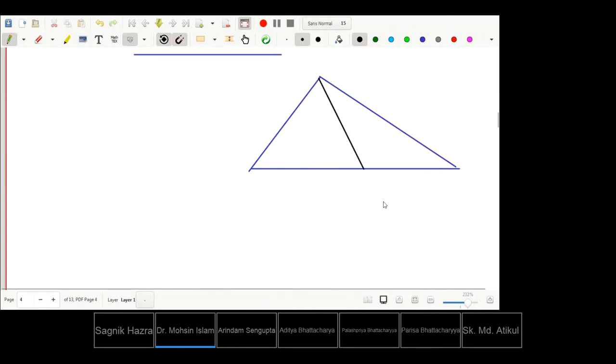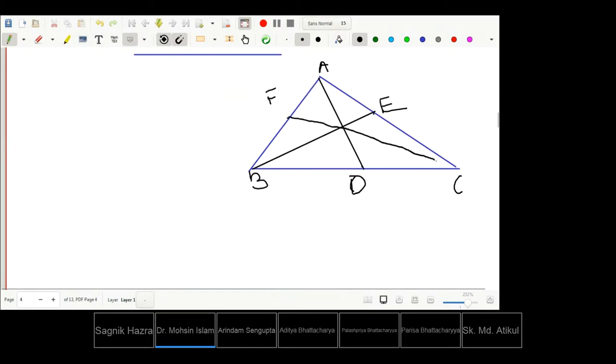Medians are the lines that connect the vertices to the midpoint of the opposite side. So this is the midpoint actually. Yeah, so ABC is the triangle, and D is the midpoint of the side BC, E is the midpoint of the side AC, and F is the midpoint of the side AB. So if you draw the medians, these are all medians, right?